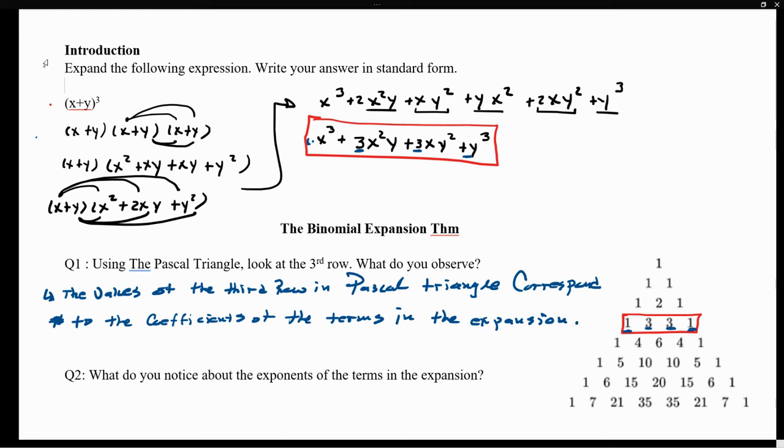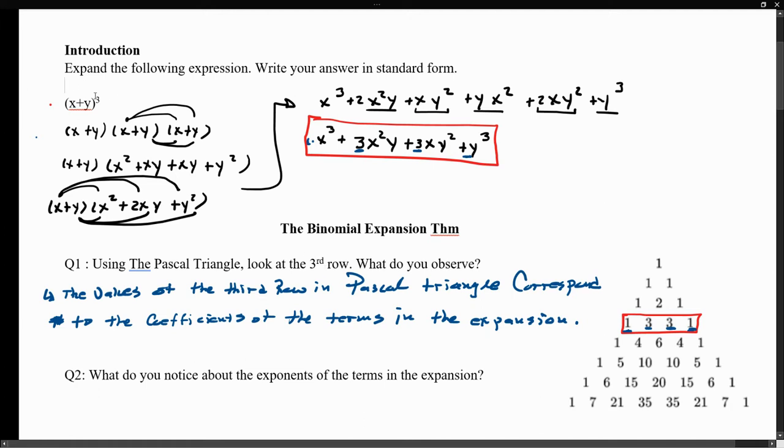And now if we take a look at the second question, it states, what do we notice about the exponents of the terms in the expansion? But before we answer question number 2, I would like to come back to question number 1 real quick and notice that the reason why we are looking at the third row is because that's the exponent that the binomial was being raised to. So notice that we had a binomial, x plus y, and it was all raised to the third. So that's the reason why we wanted to look at the third row.